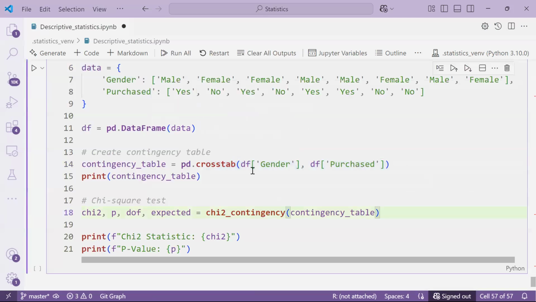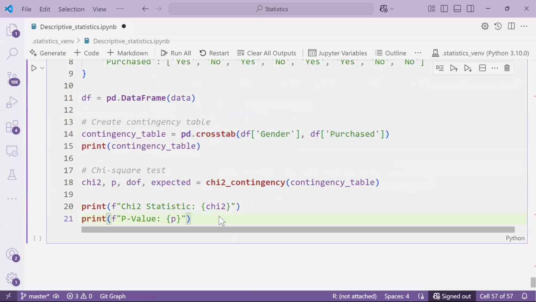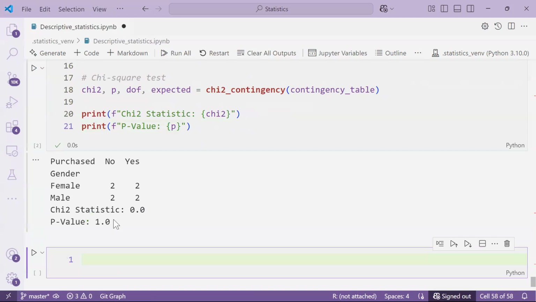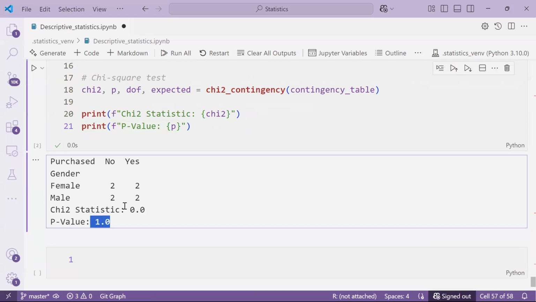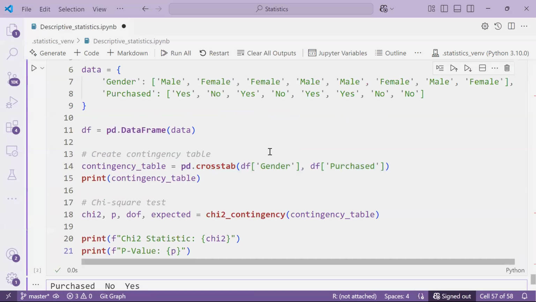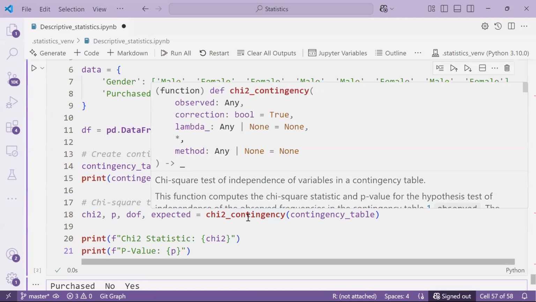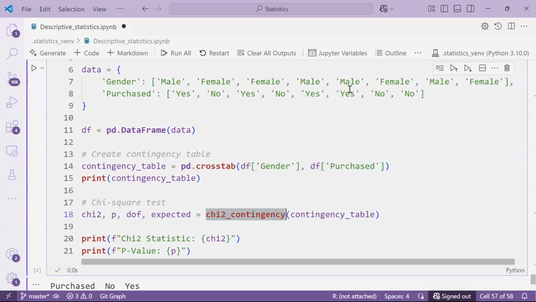So we have to provide this particular table, and then it will give you the p-values and all. You know that p-value indicates that, and the p-value is 1 and the chi-square is a very bad value, because I'm just showing you how we can do it. It is not correct data, but if you have correct data, it will give the real values. So with the help of this particular function, we can easily compare the categorical variables. Okay, clear?